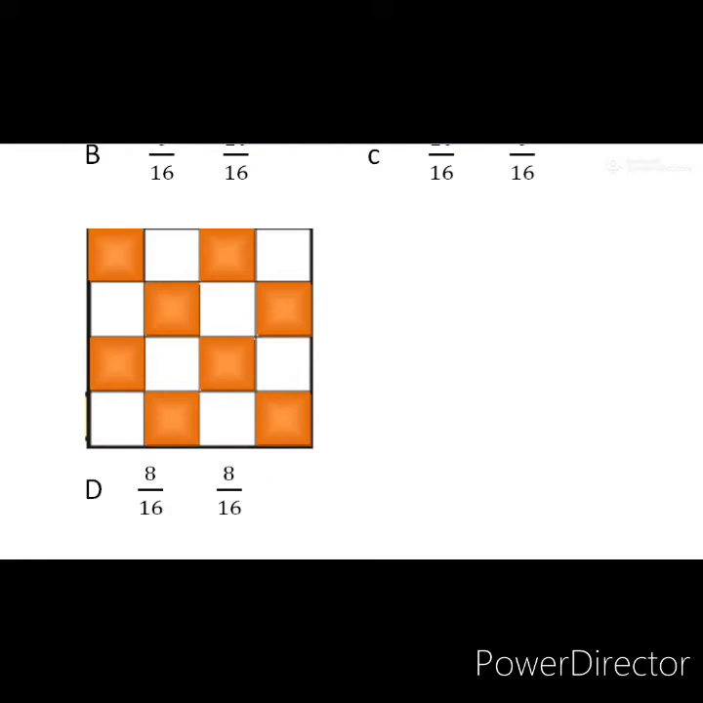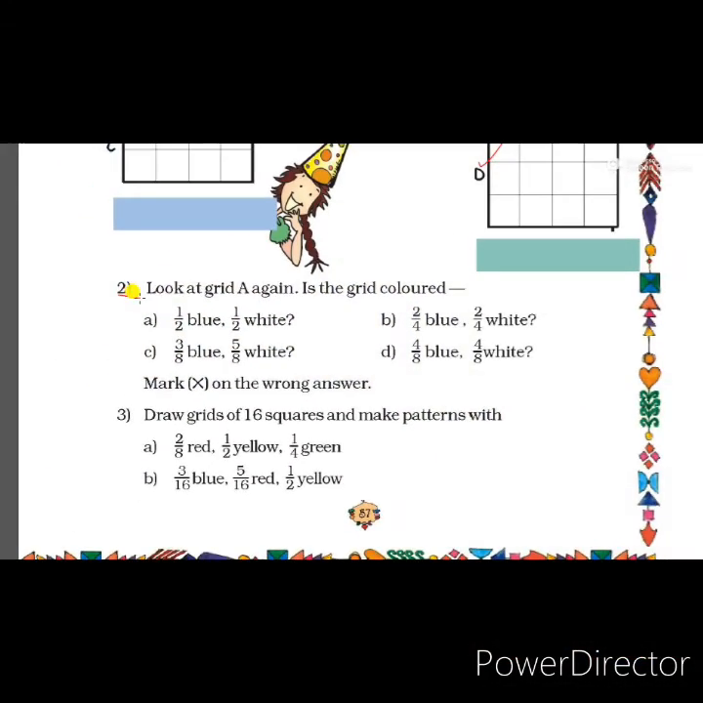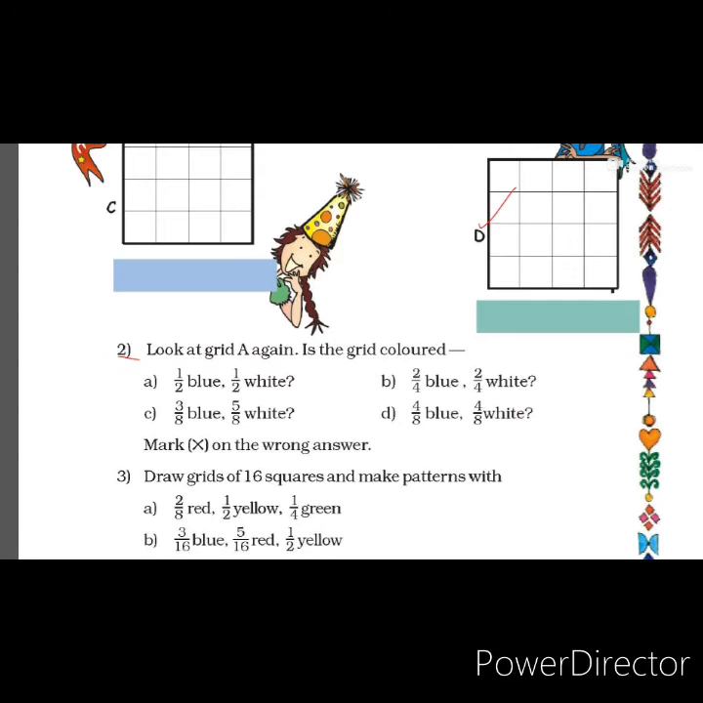Now we have to go to question number 2 in this topic. The question is: look at grid A again. Is the grid colored: first one, half blue, half white; B, 2 upon 4 blue, 2 upon 4 white; C, 3 by 8 blue, 5 by 8 white; and D, 4 by 8 blue, 4 by 8 white. Here 4 options are given and the question asked is to mark a cross on the wrong answer.